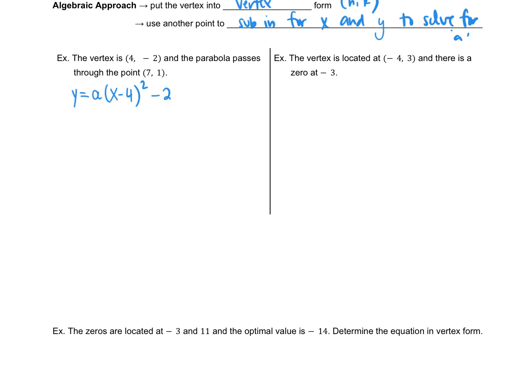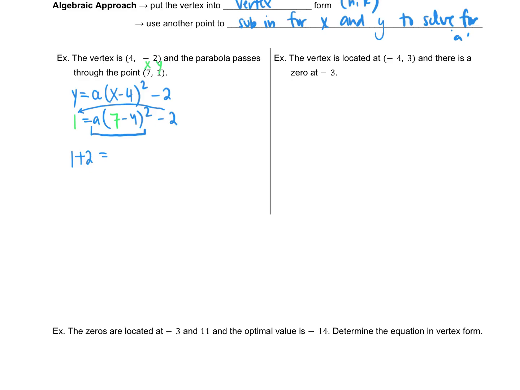Now I'm going to take the helper point, x is 7, y is 1. So I'm going to swap 7 for the x, 1 for the y. Everything else, copy paste. And now it's time to isolate for a. Now, please note that the a and the bracket squared are glued together by multiplication, but the minus 2 is just being subtracted. So I'm going to bring the negative 2 over to the other side. It'll turn into addition.